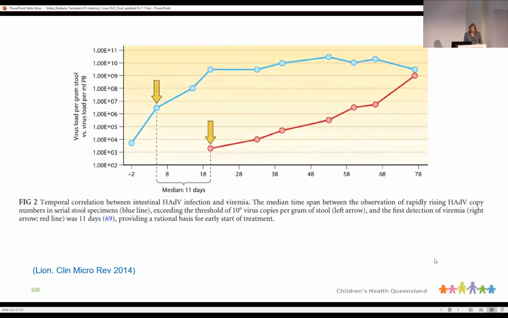So if you want a paper to look at that gives a fantastic overview of adenovirus, it's this Leon paper from Clinical Microbiology Reviews from some time ago now, but it's a really good paper looking at adenovirus as a whole. And this graph really nicely illustrates fecal viral load increasing before viremia, adenoviremia in the blood. And they calculated a threshold of fecal viral load that would predict viremia. And that was 10 years ago now.